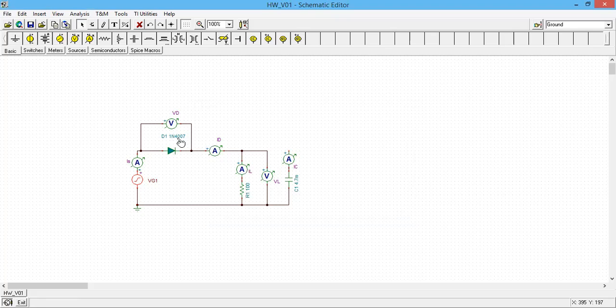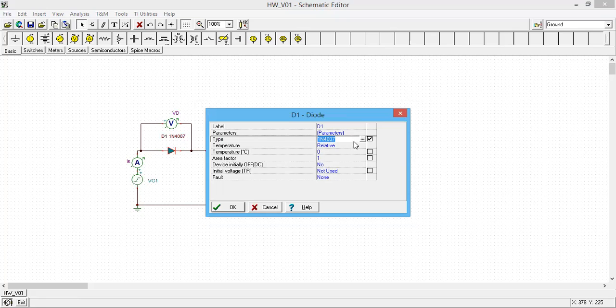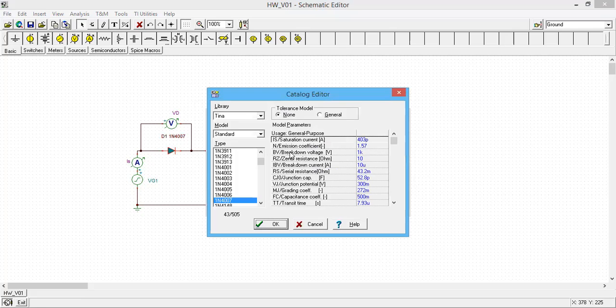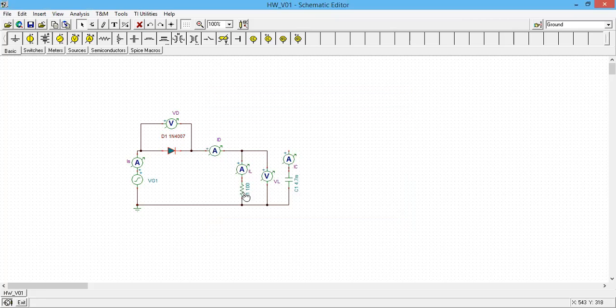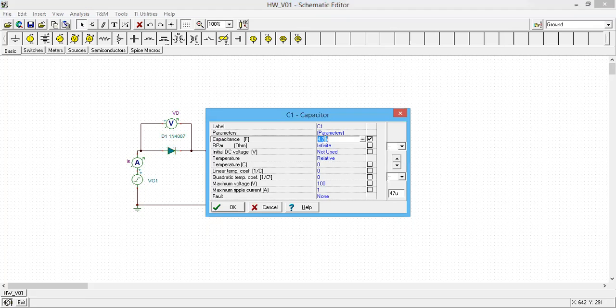So I have used 1N4007, which is this diode, which has these properties. Breakdown voltage is 1000 volts. Since this is a 100 volt power supply, it is more than enough. And it can drive up to 1 amp. Forward current is 1 amp, right? So driving a 100 ohm resistor with a 100 volt peak value, which is probably a peak current of 1 amp, will be enough. And this is the capacitor that I'm going to use.